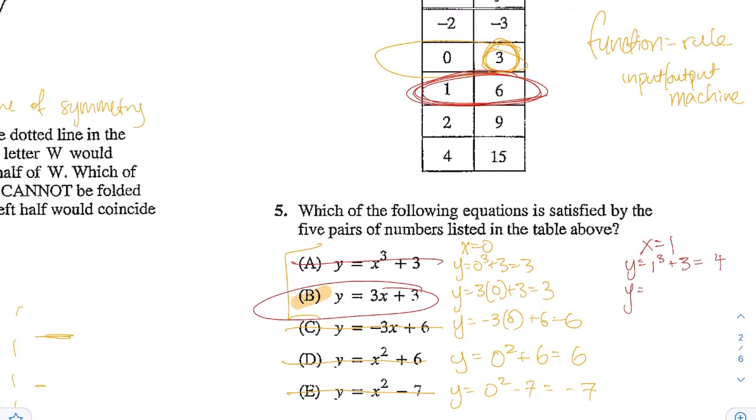You can check. Y has to be equal to 3 times 1 plus 3, which is in fact equal to 6. And that's the only choice left. If you substitute in any other choice, it would work. It'll give you the value of the y if you substitute in some value for x.